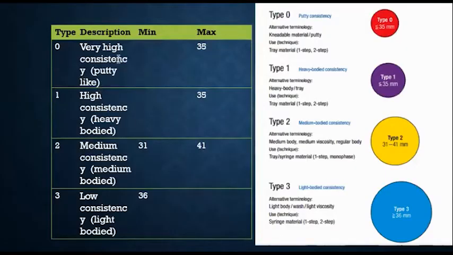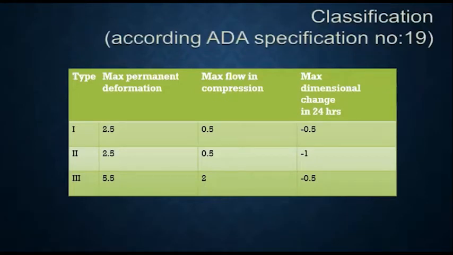For very high consistency, putty, we have a maximum diameter of 35 millimeter, and heavy body consistency has 35 millimeter, and medium or regular body has a diameter of 41 millimeter, and light body has a diameter of 36 millimeter. According to ADA, it can be classified as type 1, type 2, and type 3. Type 1 has a maximum permanent deformation of 2.5, maximum flow in compression of 0.5, and maximum dimensional change in 24 hours of minus 0.5. Type 2 has minus 1, and type 3 has minus 0.5 dimensional change in 1 day.